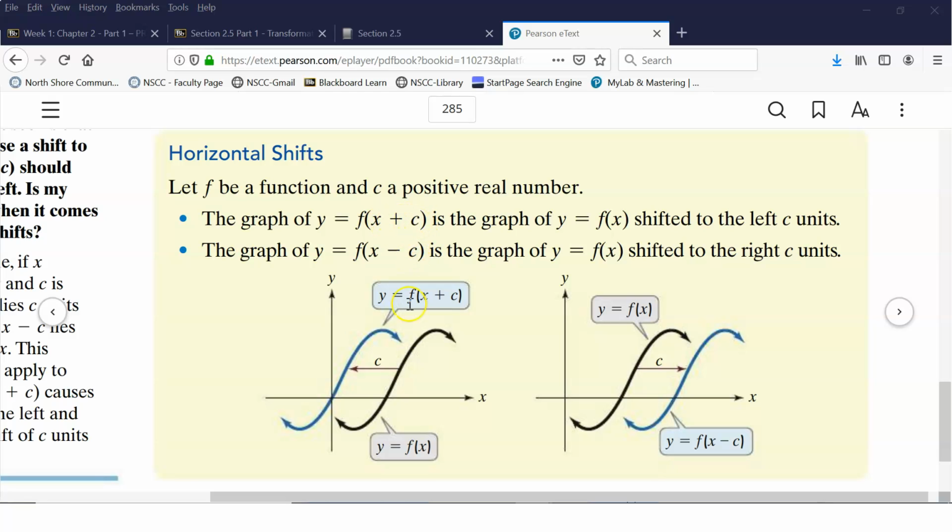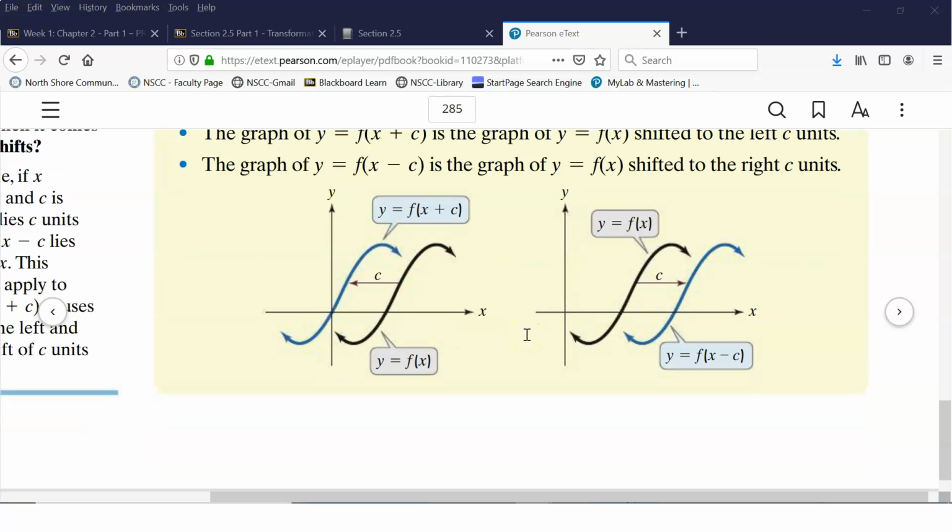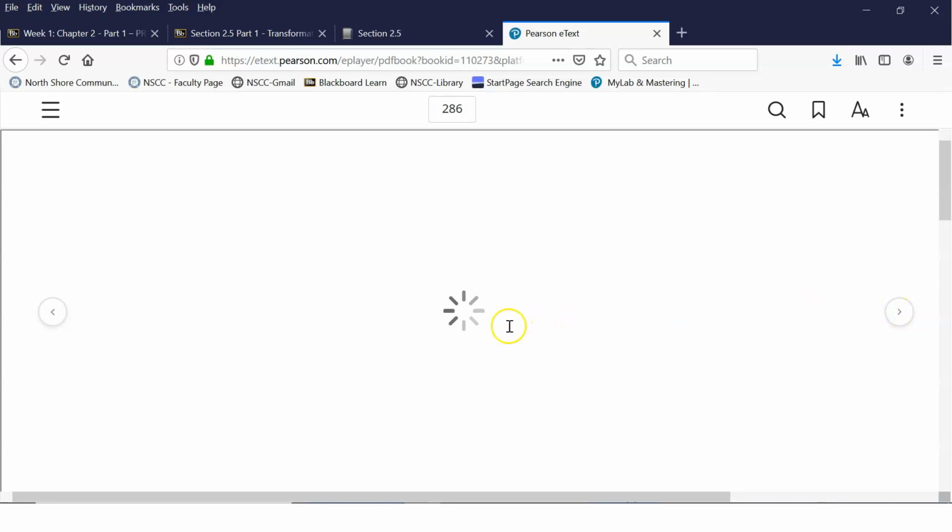Plus c really means we're shifting to the left. We subtract c units from the x coordinates now, and minus c is really a shift to the right. So we're going to add c units to the x coordinates. So let's take a look at example 2.